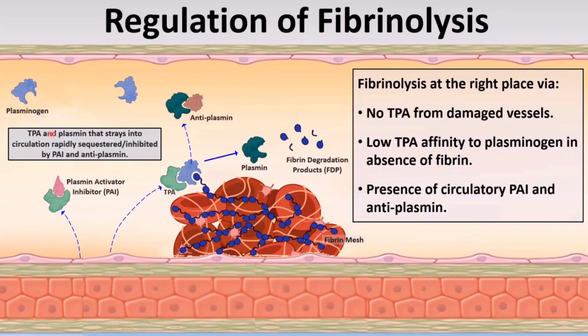So your TPA and plasmin that stray into the circulation will be rapidly sequestered and inhibited by your PAI and your antiplasmin. With that, what this means is that your plasmin activation and fibrinolysis will only be restricted to the clots with wounds that are fully recovered. Okay, so this pretty much sums up the regulation of fibrinolysis.